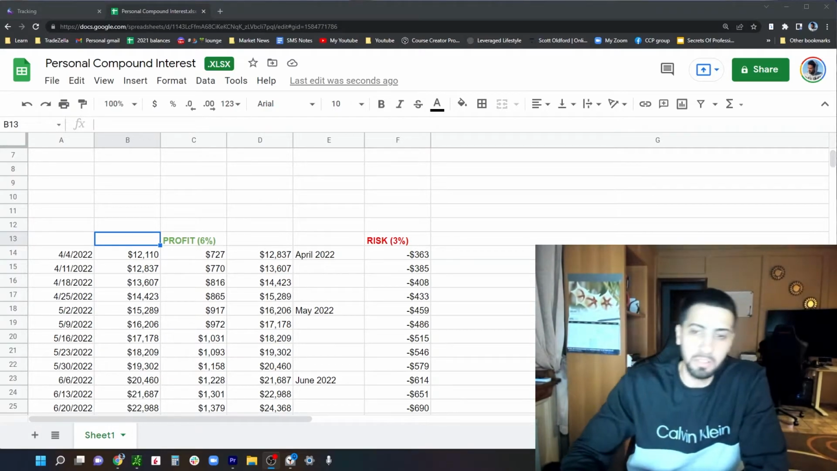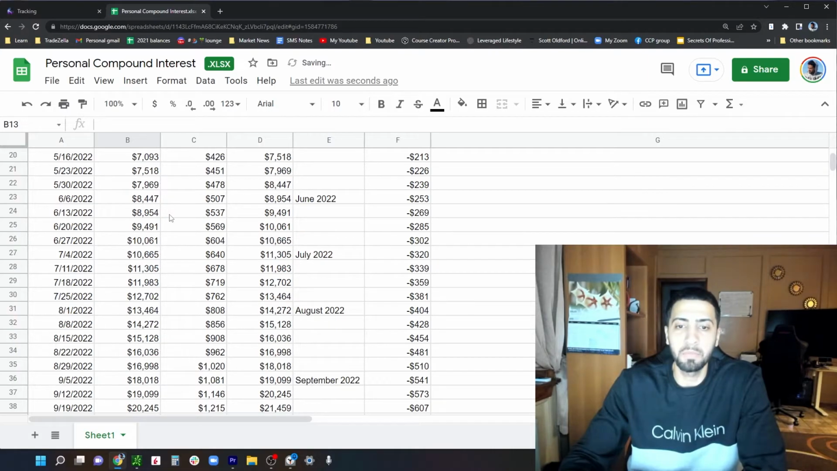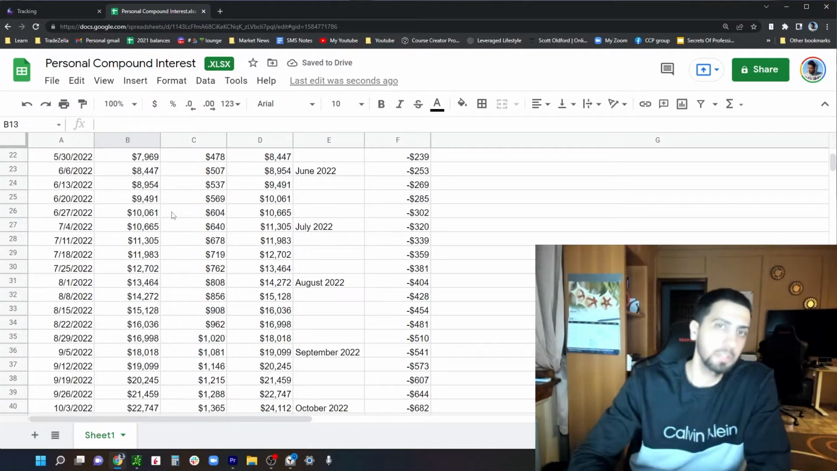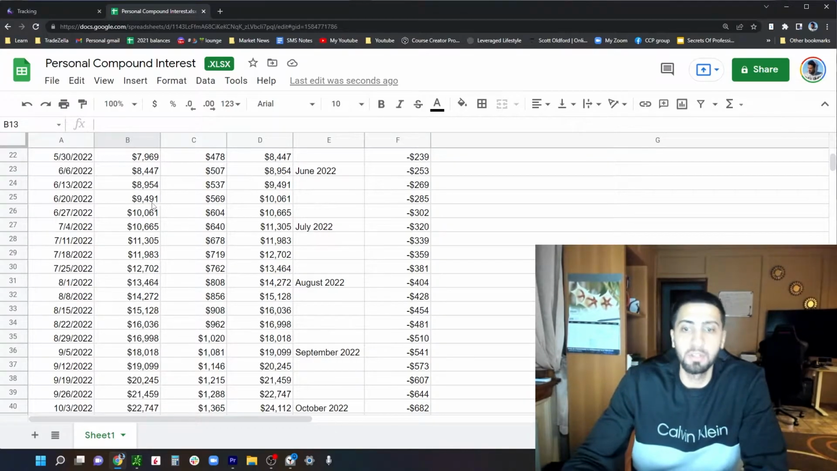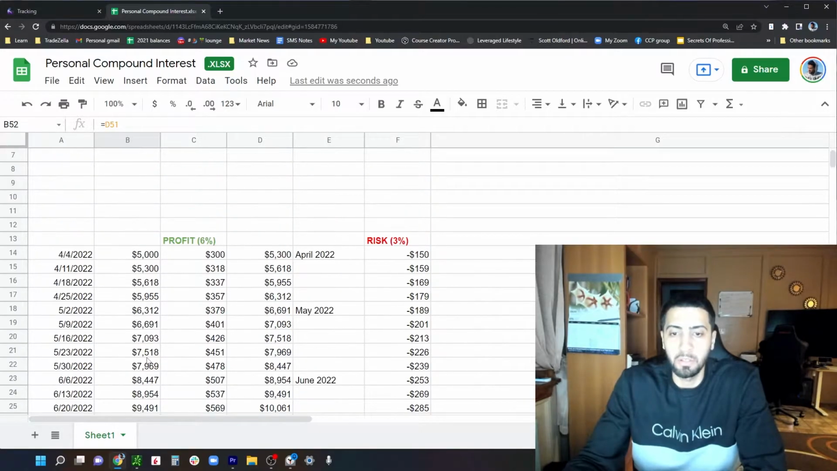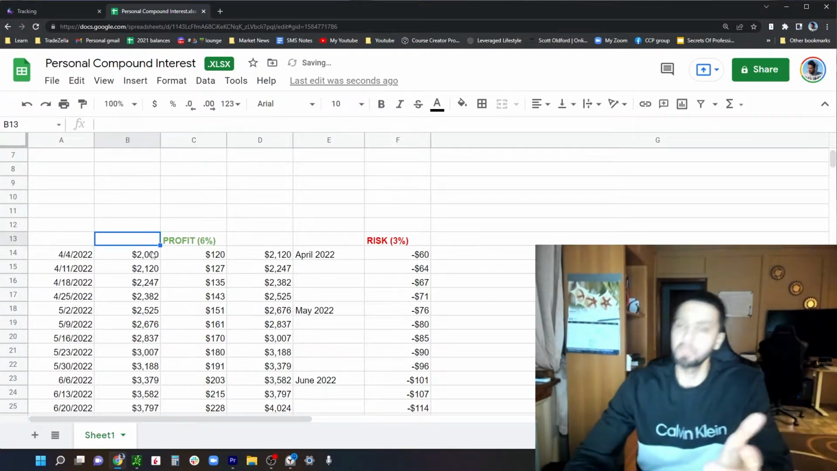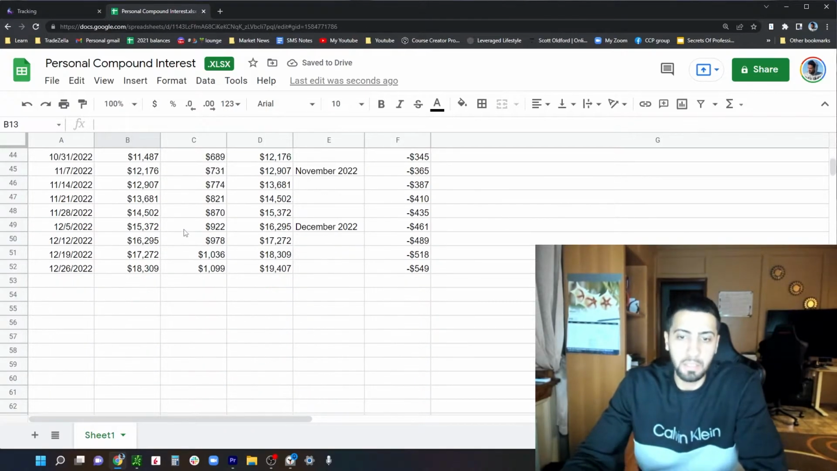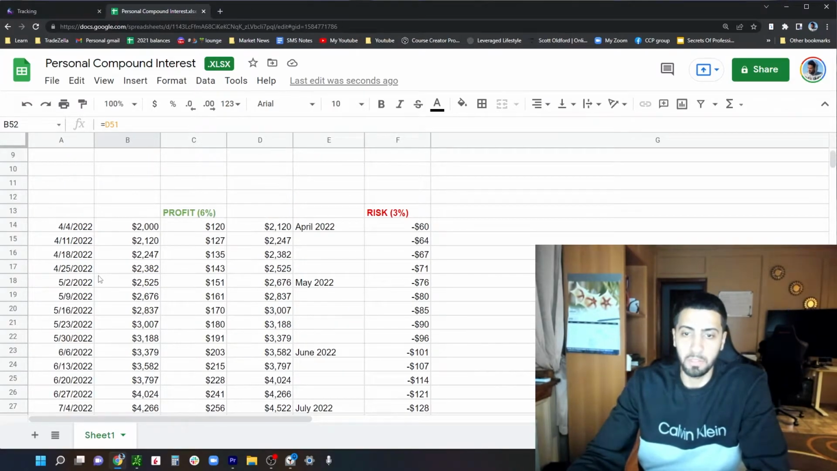For example, let's say that you're starting out with $5,000. By the end of the year, if you on average get a 6% gain, which is only going to happen if you are limiting losses, you're going to reach $45,000 by the end of the year. And let's say your account's only at $2,000. Oh, I only have $2,000. No problem, right? That's not an excuse.